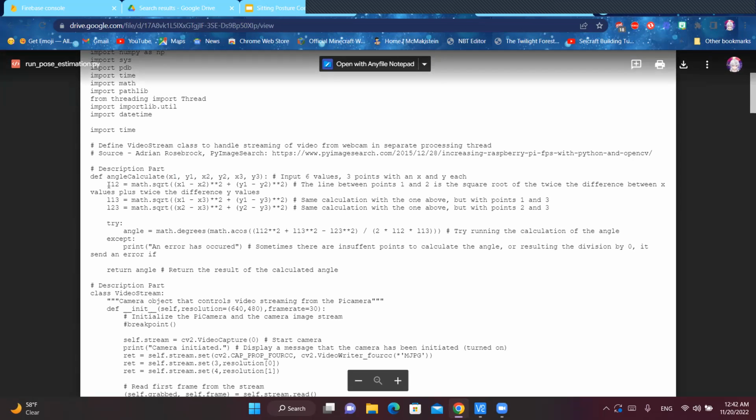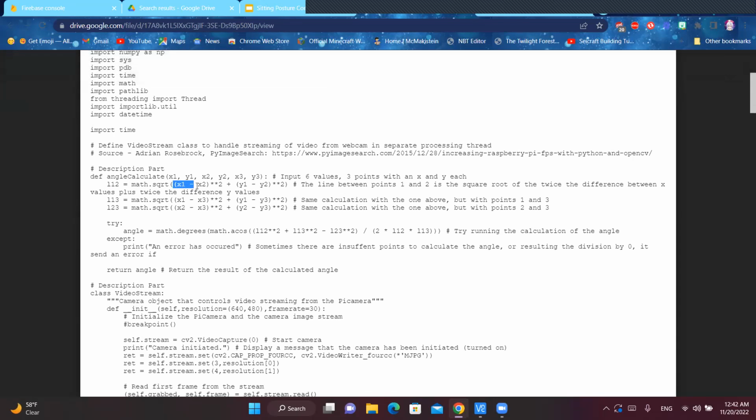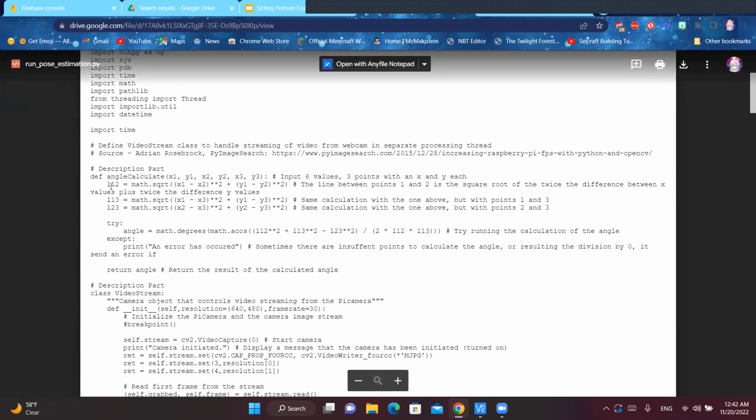L over here means line. Line means we connect the dots. Just like in math, we use the square root of the equation over here: the difference between the x coordinates squared plus the difference in the y values squared. Then after that, we take the square root of it, and then we have the length of line 1 to 2. And we have the same thing for 1 to 3 and 2 to 3 as well.